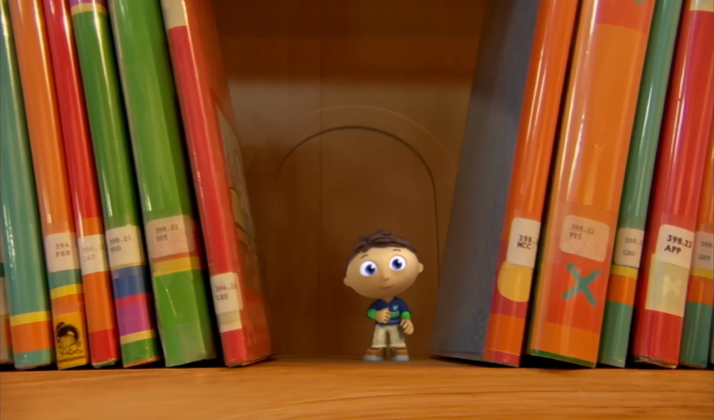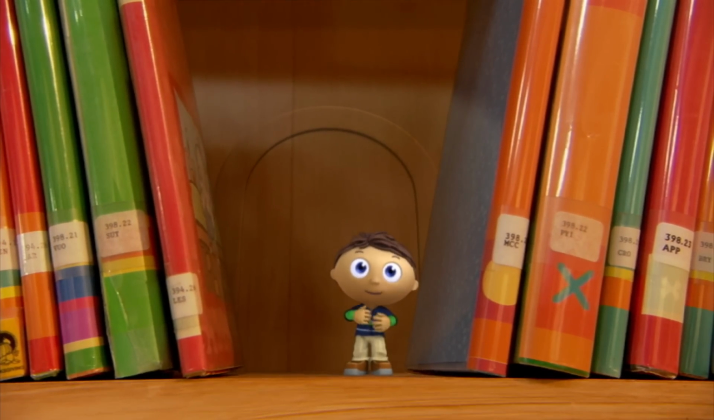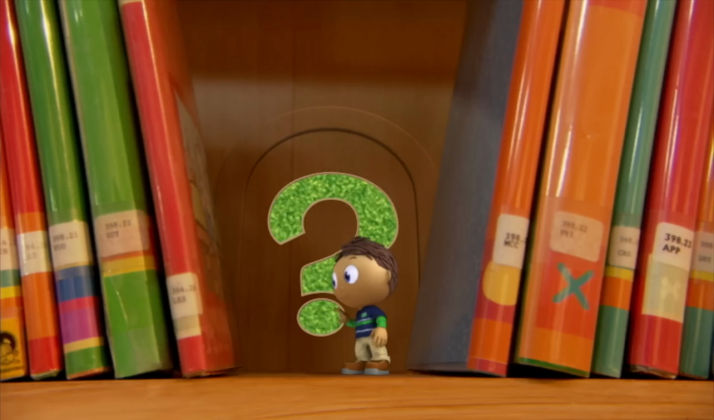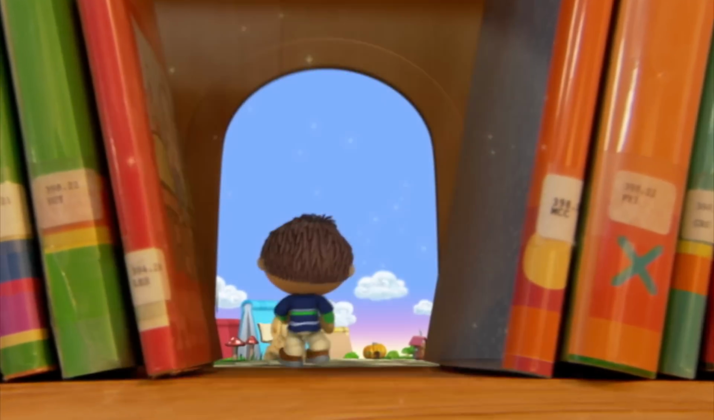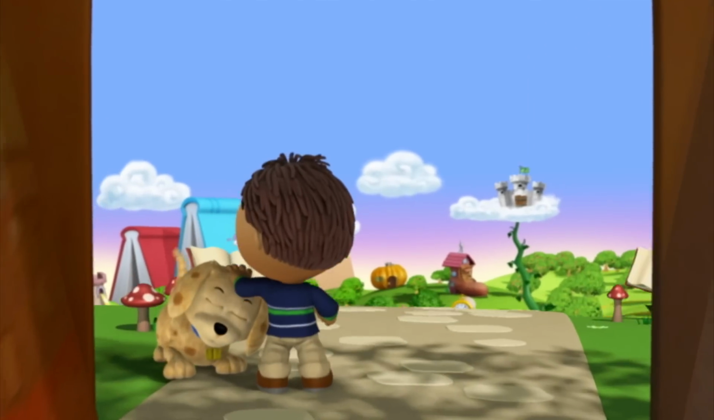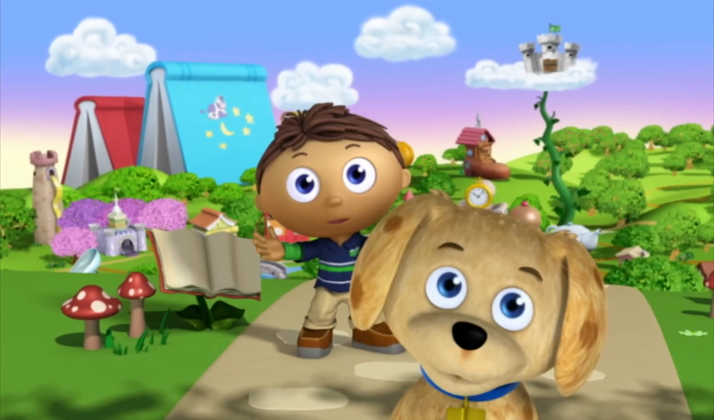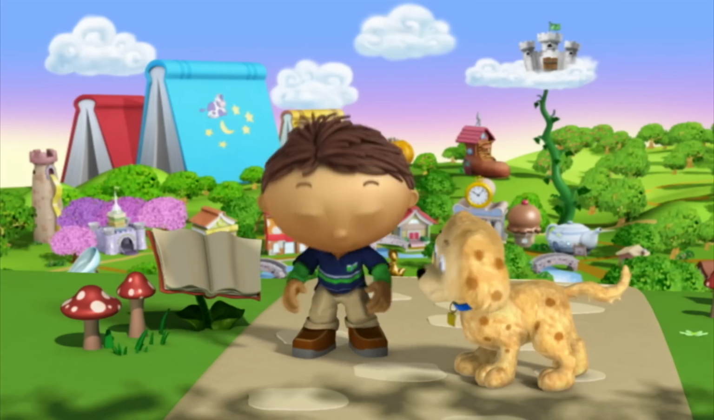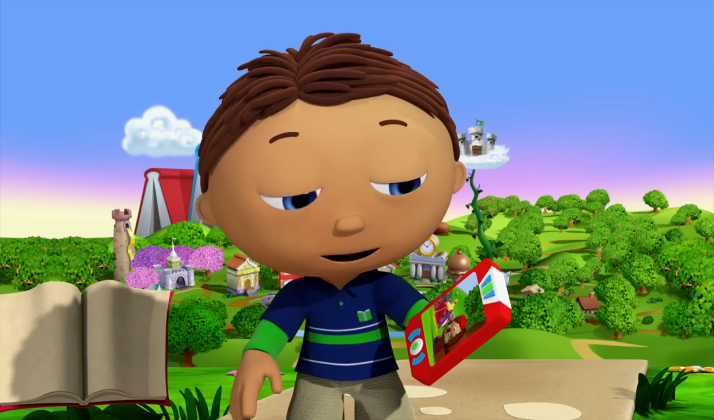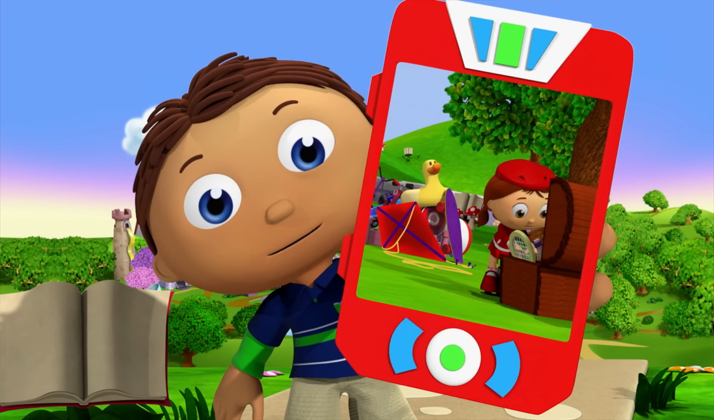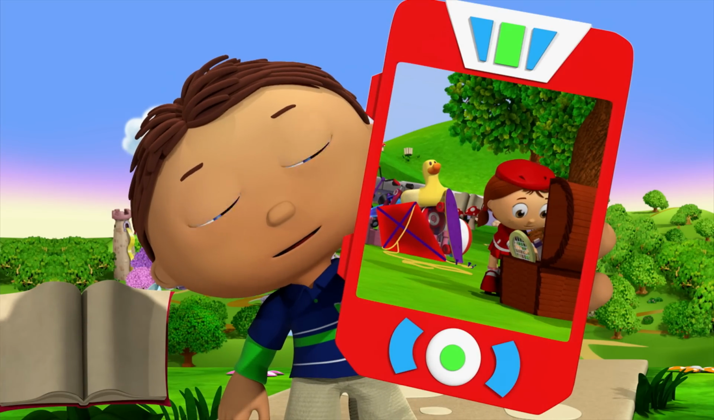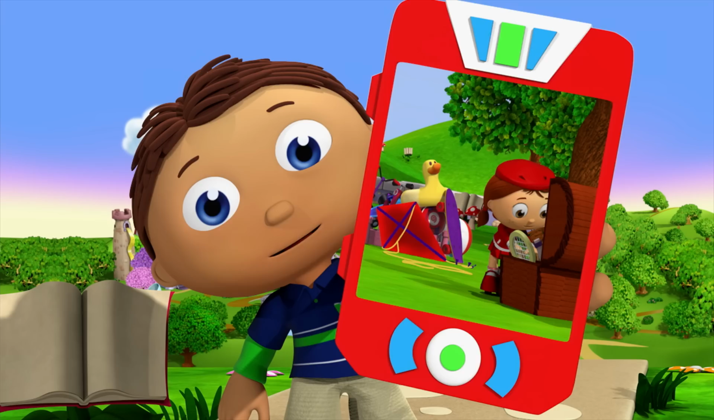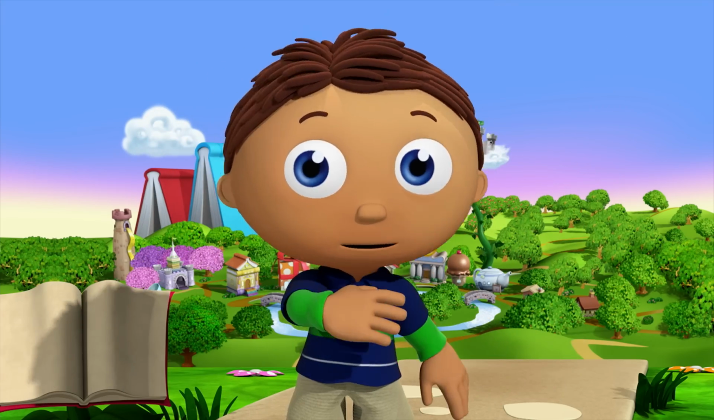Hi! So glad you're here. It's me, Whyatt. Hi, Woofster. Welcome to Storybrooke Village, where all our fairy tale friends live. Look, Red's taking out some toys. A lot of toys. Let's go find out why.